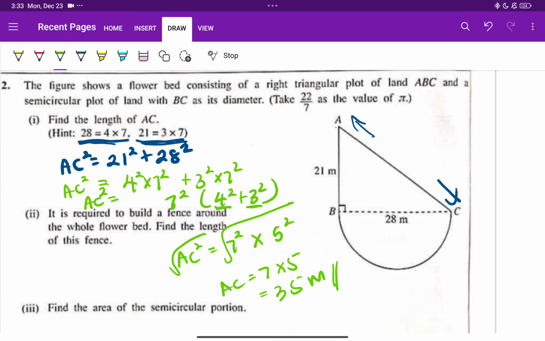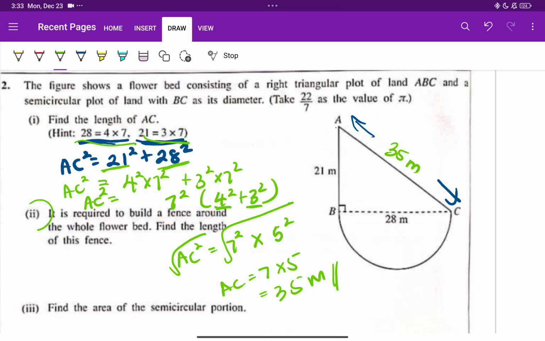So this is why they have given the hint, but we can do without the hint as well. In the normal way, we can take the square of 21 and the square of 28, and then we can add them both, and then we can take the square root of the answer we get. We'll end up with 35 again. So the answer anyway is 35 meters.